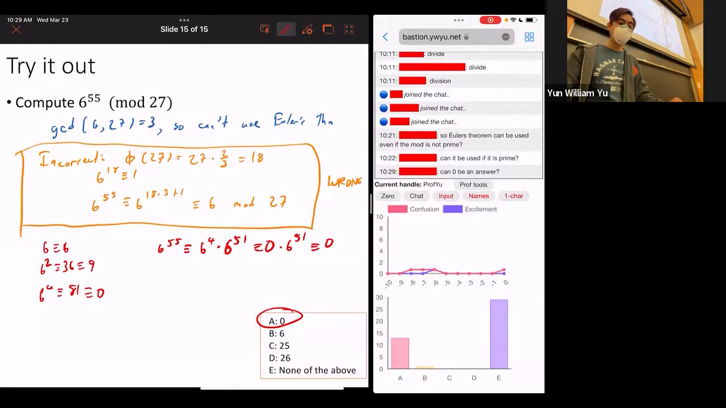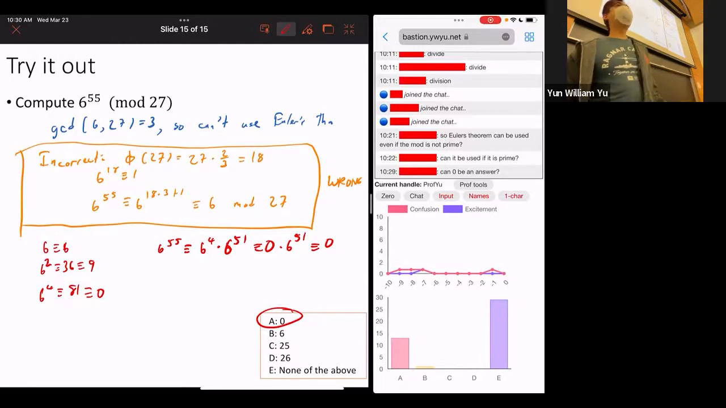Can 0 be an answer? Yes, it absolutely can be. So one thing to notice, though, is if Euler's theorem applies, then 0 won't be an answer. But if Euler's theorem doesn't apply, then, well, yes, it can be, as we just saw. So in this particular case, the answer is actually 0.